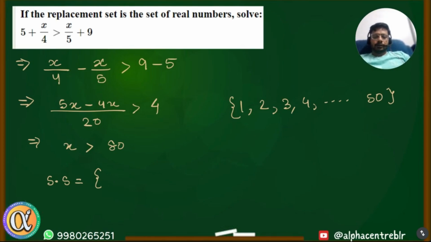It is x such that x belongs to natural numbers or integers or something, and then you write the values. So we say the solution set is x such that x is greater than 80 and x belongs to real numbers.